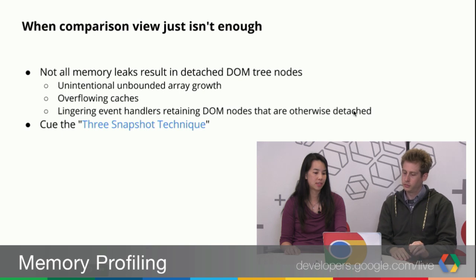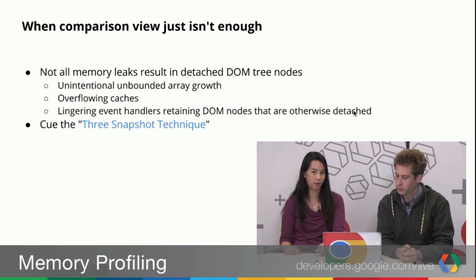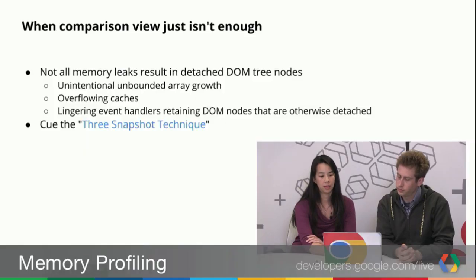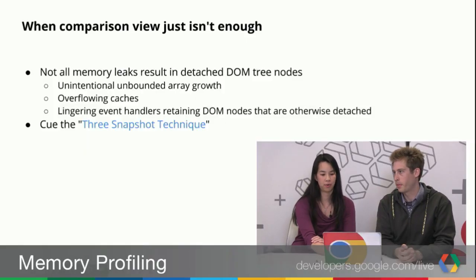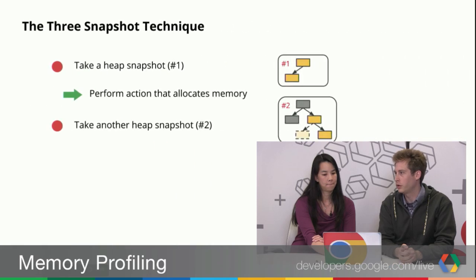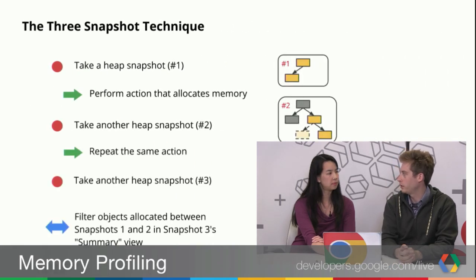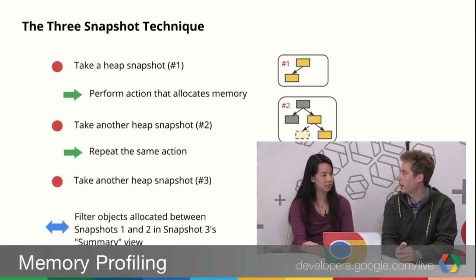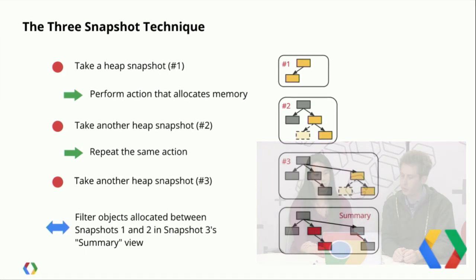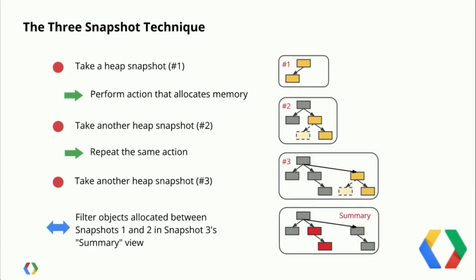And there's one other case, which is lingering event handlers retaining DOM nodes that are otherwise detached, and that can be seen in the scenario that I just explained, where you would have something in red with a retaining path that has some yellow nodes in it. Okay. And so that's when you would want to bring out your 3 snapshot technique. So these are like some closure function that is attached as an event listener onto a DOM node that is out of the DOM. Correct. Yeah, and this is just a graphical representation of what we just did, but it's much better to see that in the DevTools themselves.